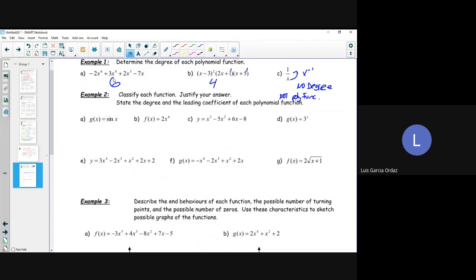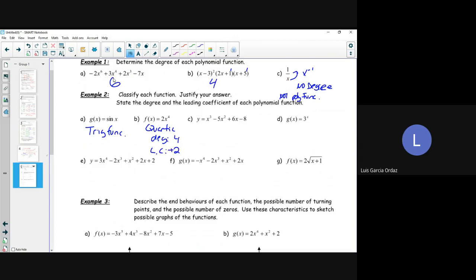Okay, so for example 2, we want to classify each function. And we want to state the degree and the leading coefficient of each polynomial. What type of function do we have in A? This is a trig function. What type of function do we have in B? Cubic, quintic, quartic. Okay. What is our degree? Degree is 4. And what is our leading coefficient? What's the number in front of the x? Positive 2.